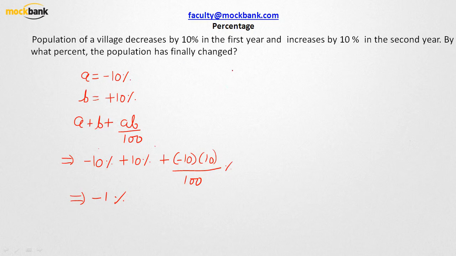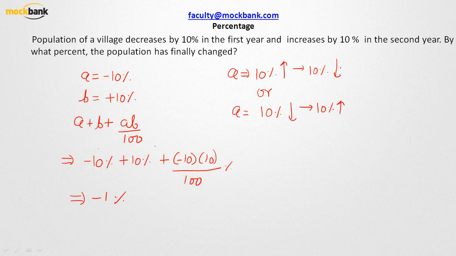So we must appreciate that the order of change doesn't matter. Whether you're increasing it by 10% followed by a decrement of 10%, or you're first decreasing it by 10% followed by an increment of 10%, in both of the cases the answer is going to be negative 1%.